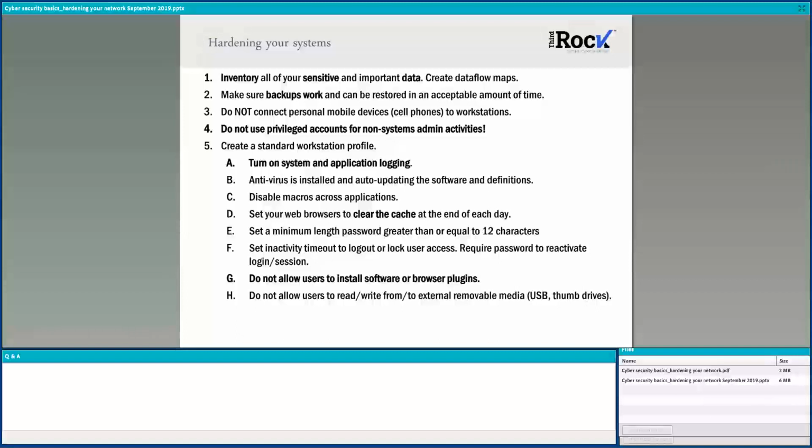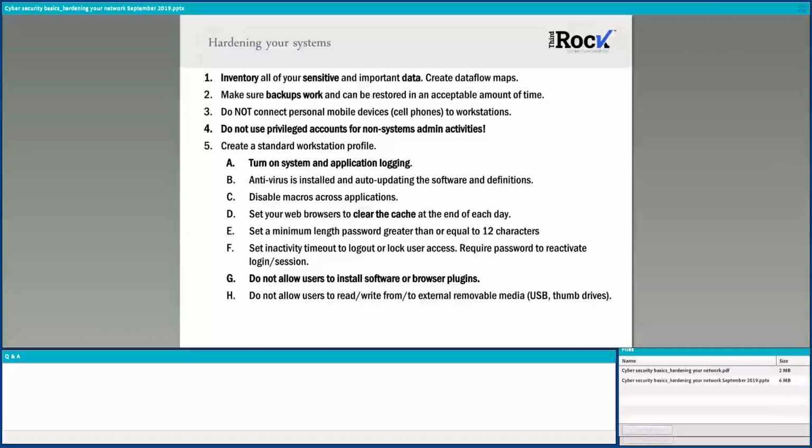Hardening your system. So you need an inventory of all your sensitive data, where it's located at. That's very essential. Top of my list is make sure your backups work. You've got to test them, and they've got to be offsite. They've got to be secure, but you have to confirm that your backups work. Don't use privileged accounts for non-systems admin activities. Very essential, very important as well.